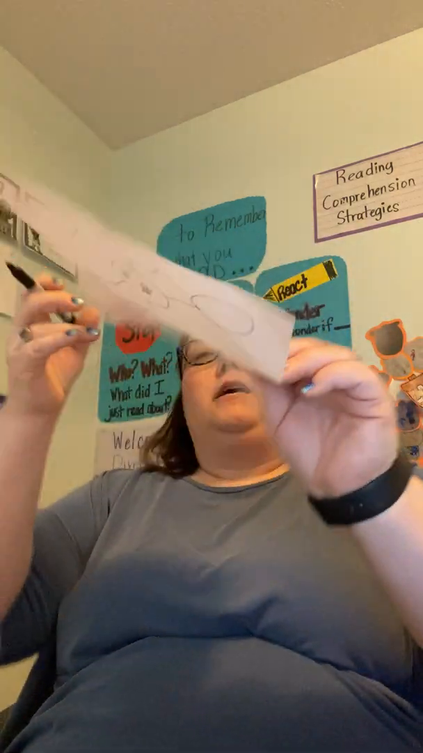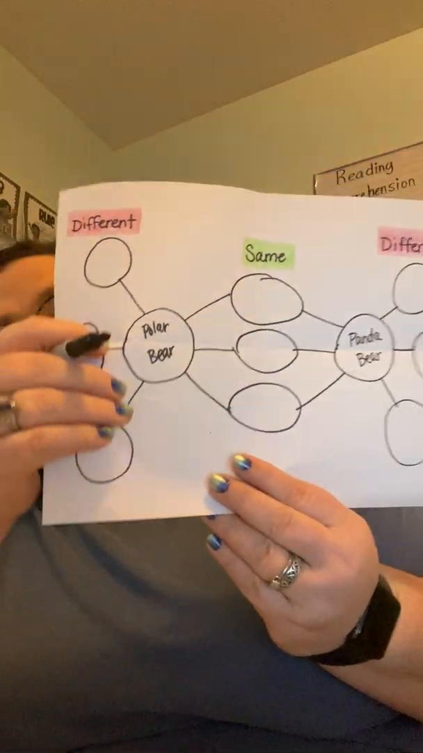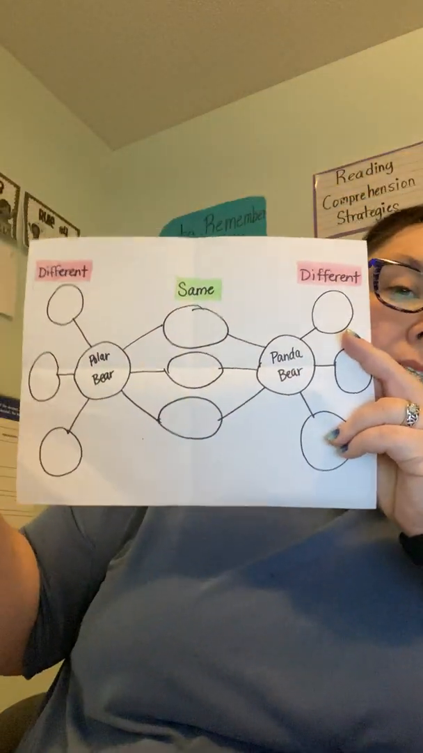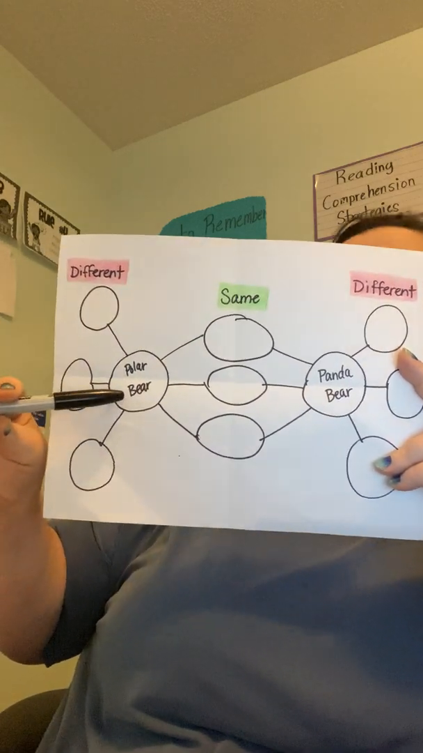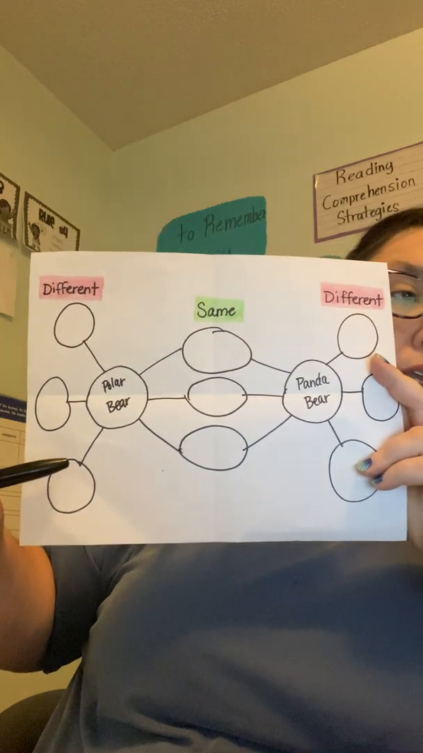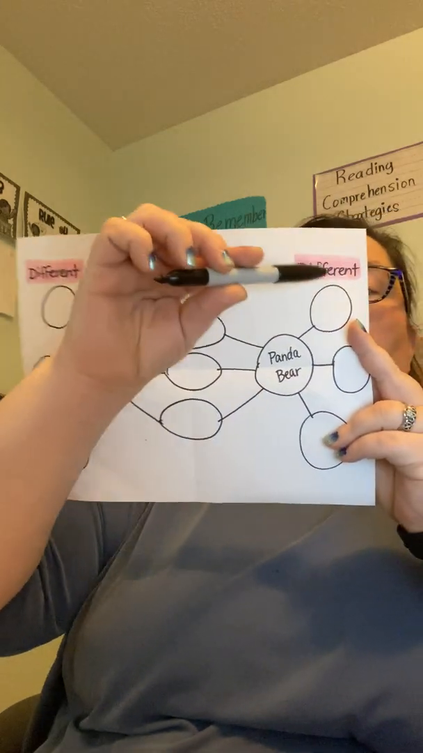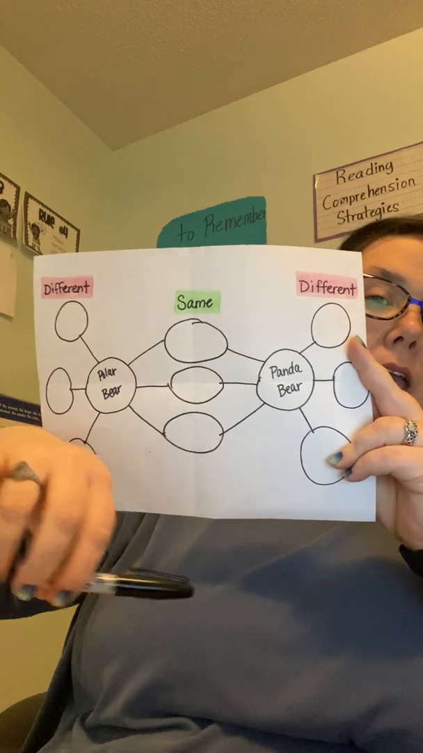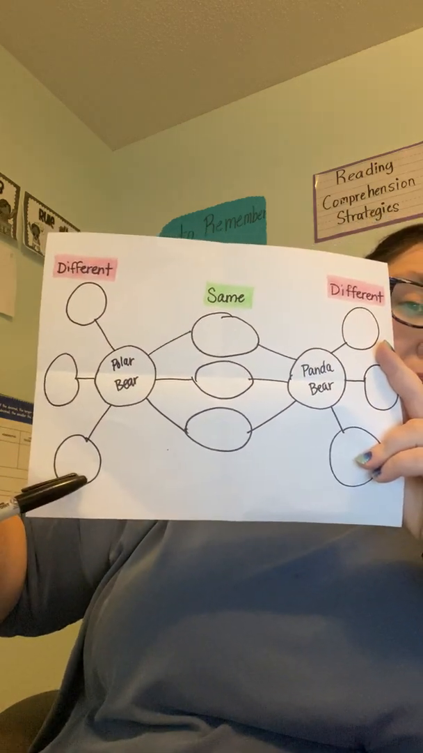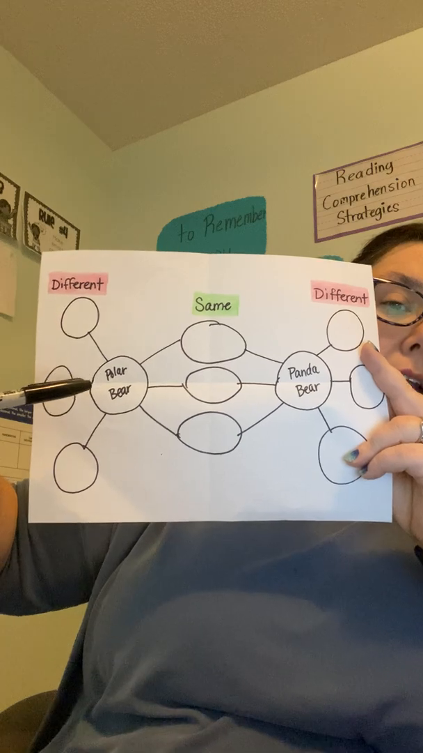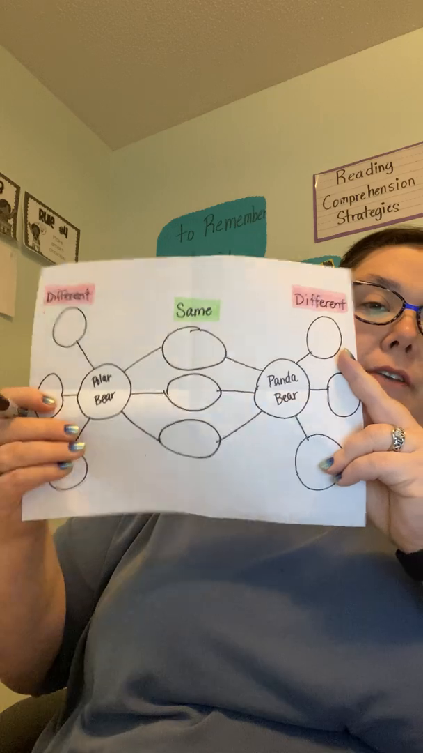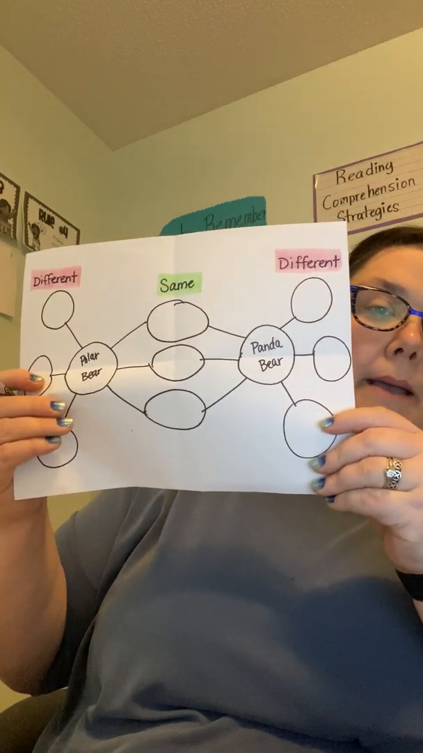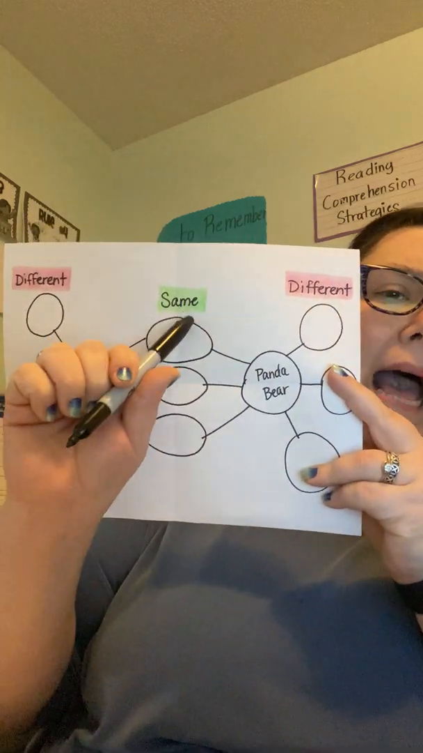Now, once you get that done, let's focus on what we should be writing in each one of these bubbles. On these 3 bubbles here, these are how polar bears, or whatever bear you chose, are different from the panda bears, how they are not alike. So 3 facts that you learned that show that they are not alike. You've got 3 facts over here of how they're different, and 3 facts over here of how this bear is different.